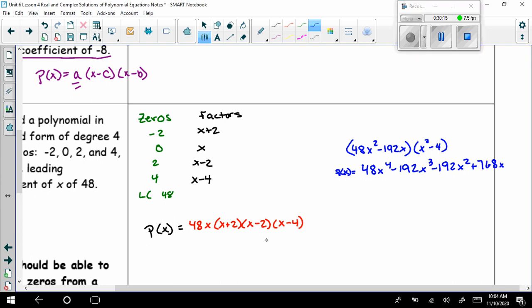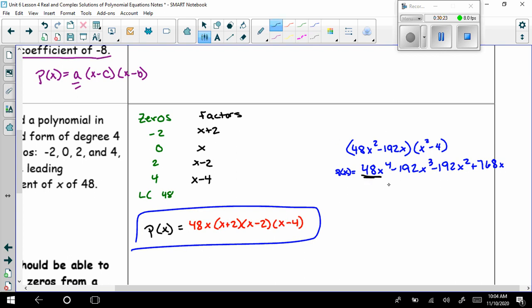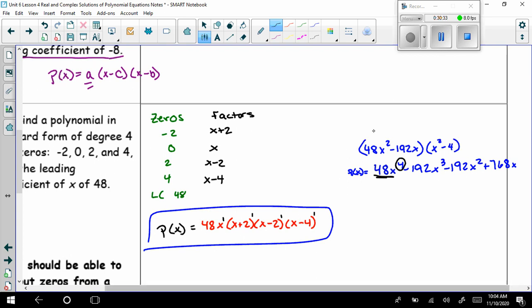Okay, so here is your factorization of this one. Nothing was given a multiplicity. Here's what it would look like if you FOILed it out, just to show you that I still have a lead coefficient of 48 and a degree of 4. You have 1, 2, 3, 4 degrees here. And I just wanted to show you that this is not a required step.